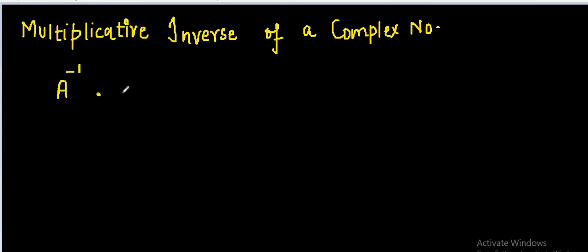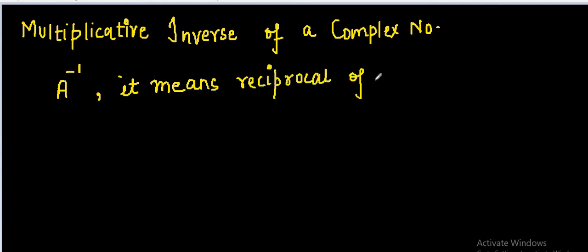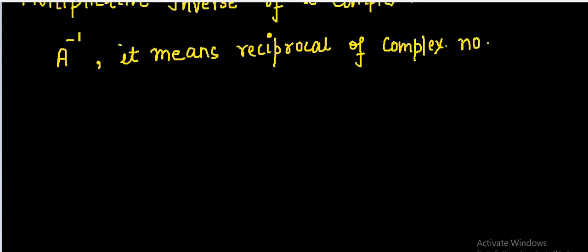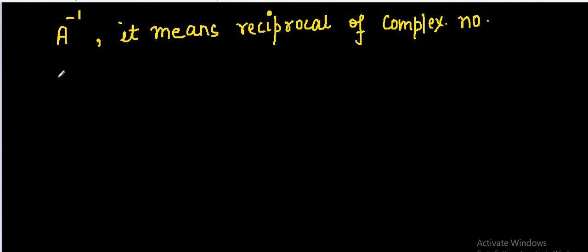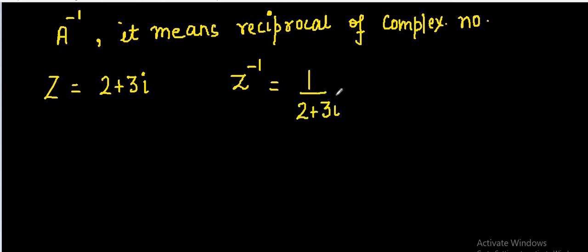A multiplicative inverse of a complex number is written as z raised to power minus 1, and it means the reciprocal of the complex number. So it is also a complex number obtained by taking the reciprocal of the given complex number. For example, if z is 2 plus 3 iota, then what will be z inverse? It will be 1 over, it is the reciprocal of 2 plus 3 iota. It is 1 over 2 plus 3 iota.